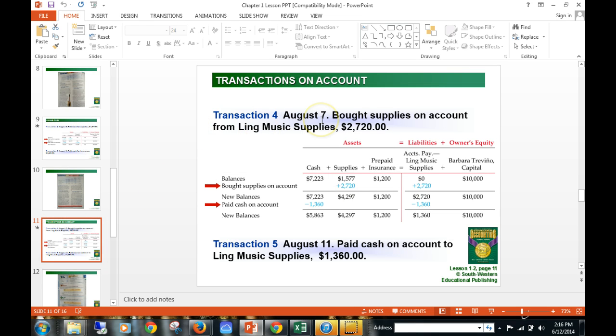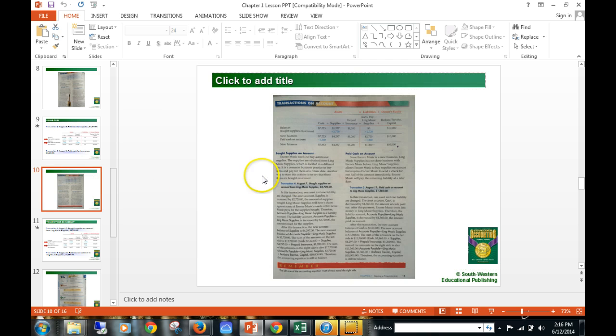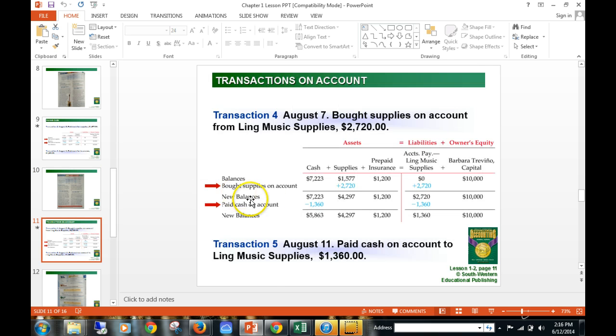Transaction 4, August 7th, we bought more supplies on account from Ling Music for $2,720. Again, this is on page 11 right here if you need to refer back to that, and this is the transaction we're looking at. So our balance of cash we've already determined from the previous 3 transactions. Here's our balance. Here's our balance of supplies. Here's our balance of prepaid insurance and our capital.